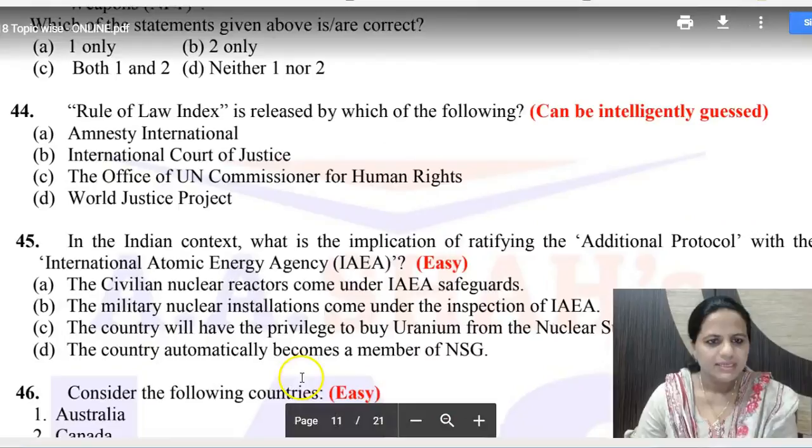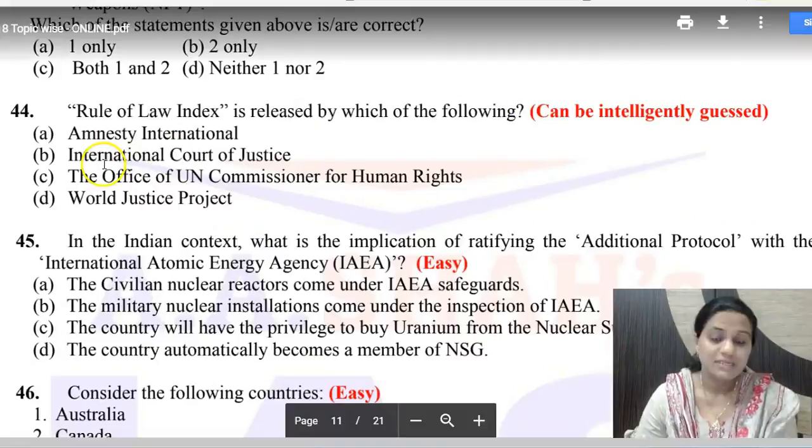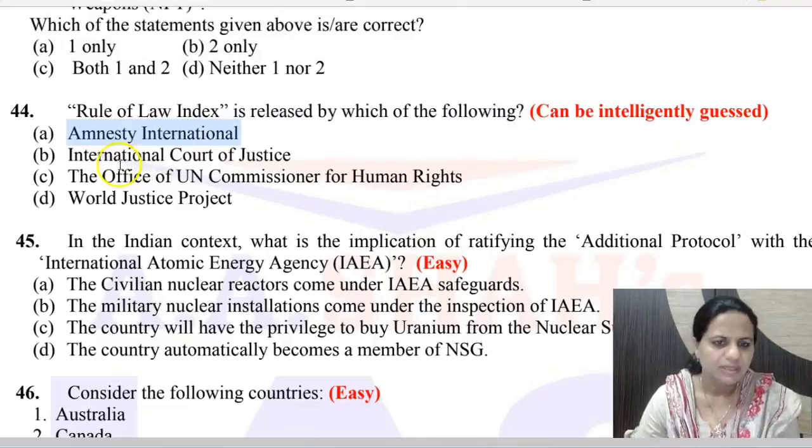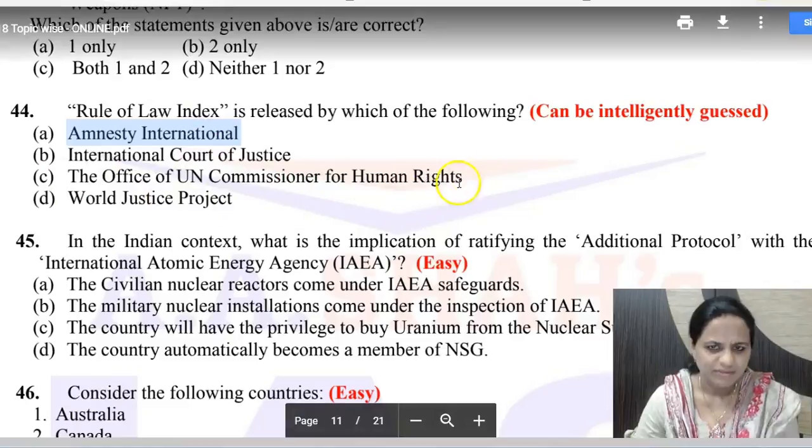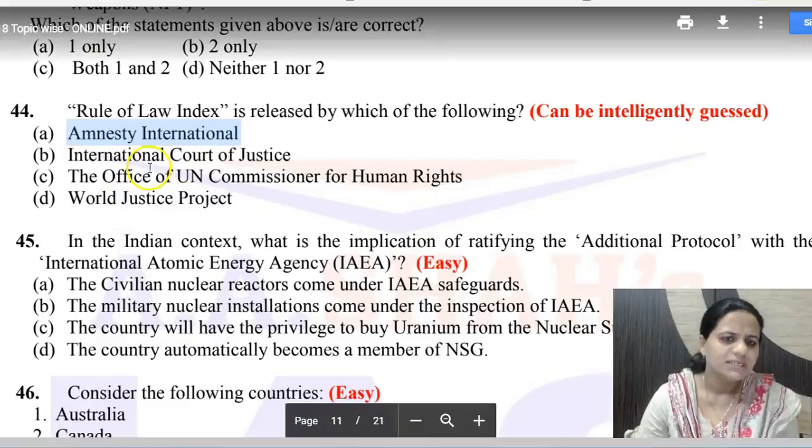Then next is, rule of law index is released by which of the following? So again, this seems to be a factual question, but it's regarding rule of law. So Amnesty International, we know it talks of corruption and does all such aspects. So here again, Amnesty International may not be the correct answer. International Court of Justice is ICJ, is the court. It will not come up with indices. And then the Office of UN Commissioner for Human Rights. Again, we have not ever heard of this, but World Justice Project, this was in news as such too. And even an intelligent guesswork will help you to come to option D. So this also is there in news.